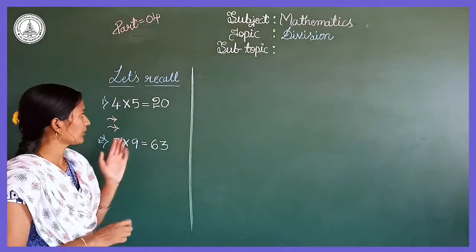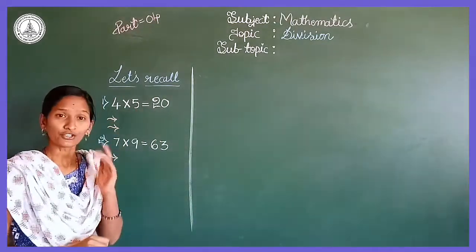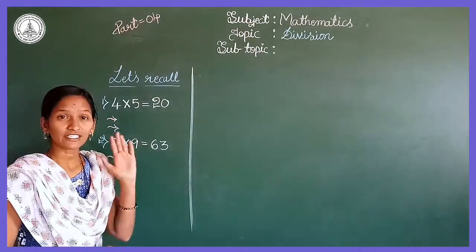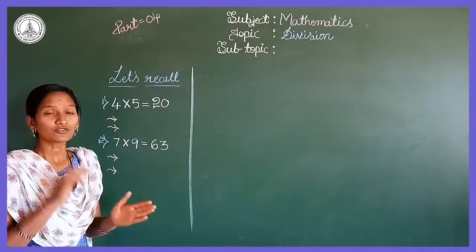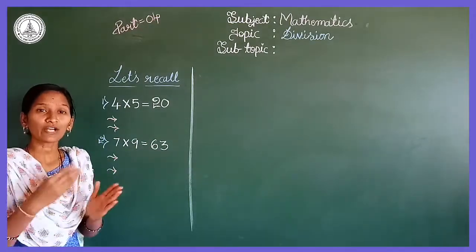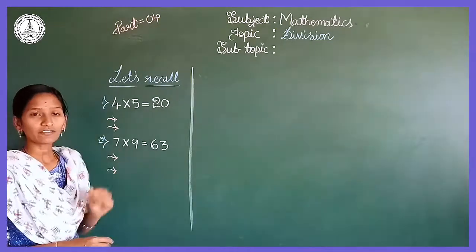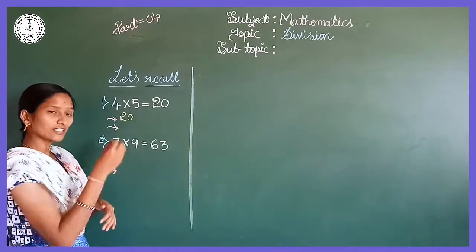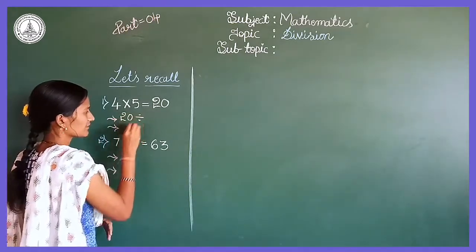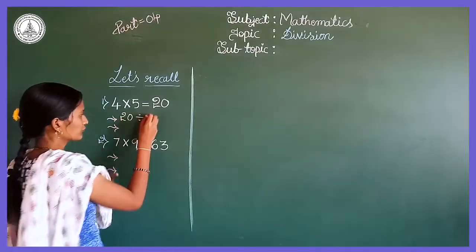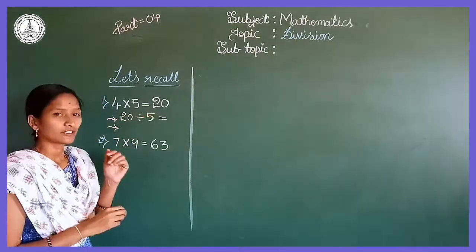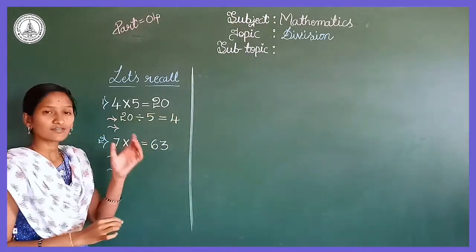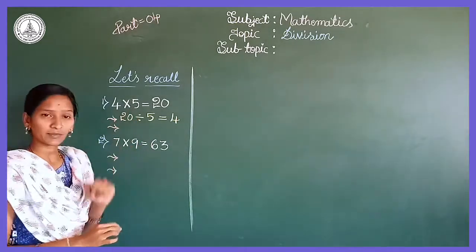See here, the first problem is 4 into 5 is equal to 20. Yes, in the table of 4, 4 5s are 20. So this is a given multiplication fact, and for it you have to write down the division facts. At first, write 20, then the symbol of division, and after that I am writing 5. So 20 divided by 5 is equal to 4. This is the first division fact.